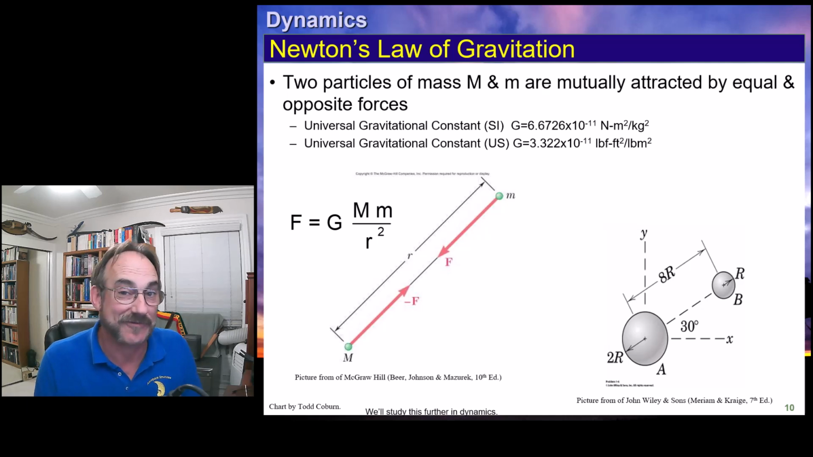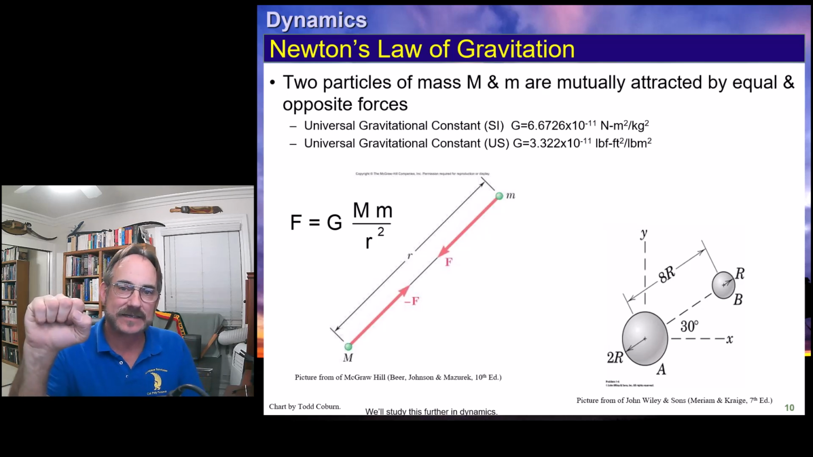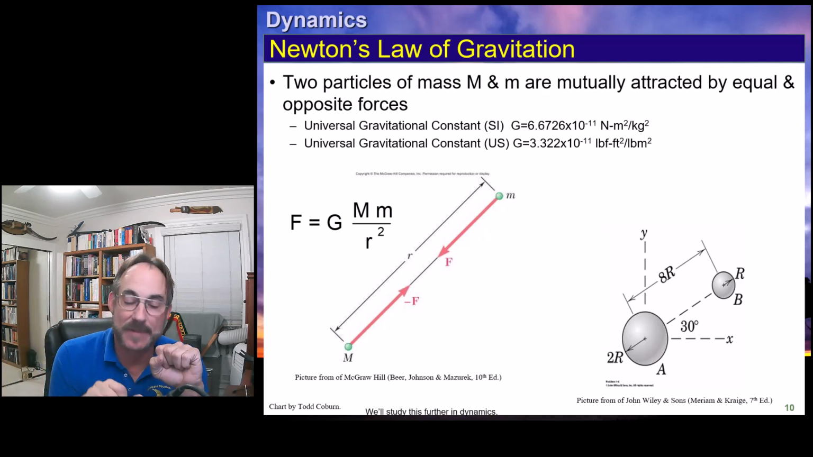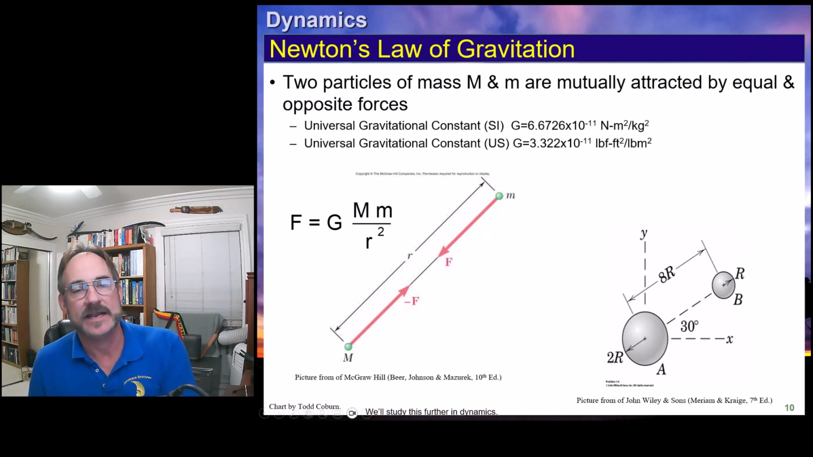This is what it's like in football. If you go pushing up against a bigger dude, you're going to feel it more than he does. If you are pushing on a little dude, they're going to feel it more than you do. So mass of the first one times mass of the second one divided by the distance between the centers of mass squared times the gravitational constant. Gravitational constant, there it is in US and SI units.